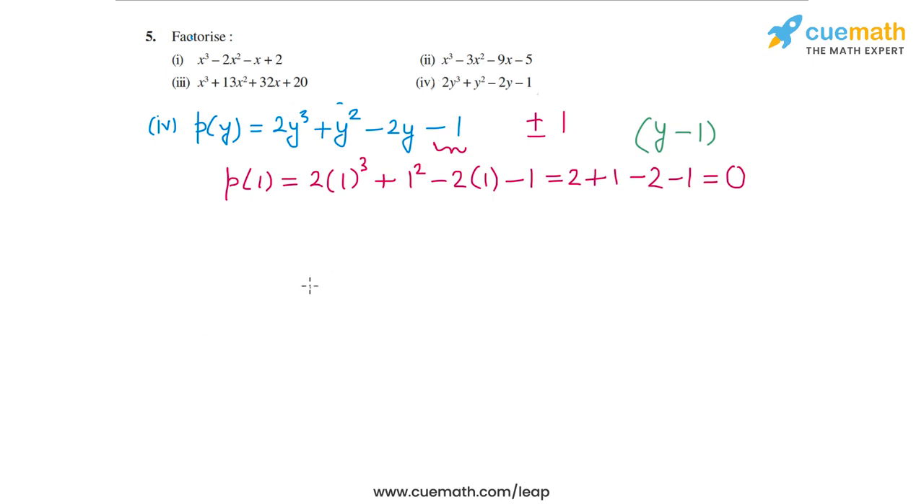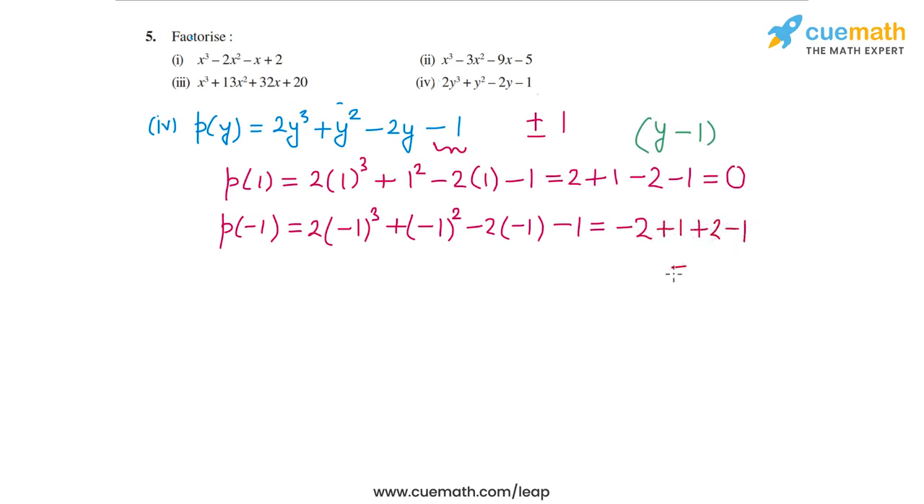At this stage, we could divide p(y) by y minus 1 and find out the remaining quadratic part. But actually, we can go ahead and try the substitution minus 1 also and see if that leads to 0. So p of minus 1 will be equal to 2 times minus 1 cube plus minus 1 square minus 2 times minus 1 minus 1. So what is this equal to? I have minus 2 plus 1 plus 2 minus 1. So this is again equal to 0. And because p of minus 1 is also 0, by the factor theorem, this means that y plus 1 is also a factor of p(y).